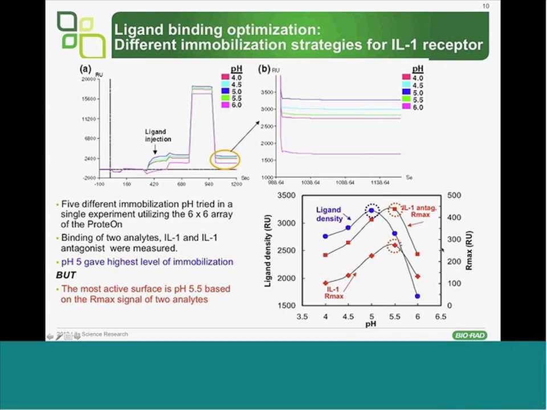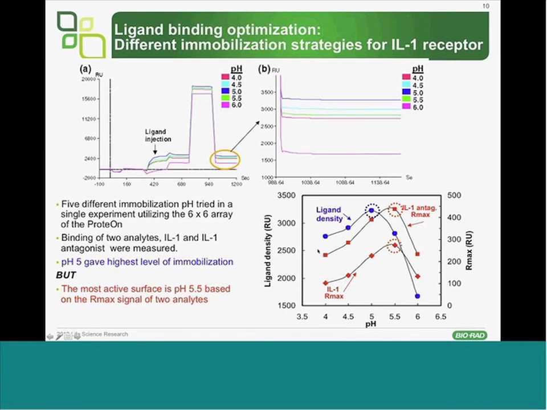Now what we really are interested in is the Rmax. So we want to get an optimized Rmax relative to the ligand density. It's not that we want the optimal ligand density, but we really want to optimize the Rmax relative to the ligand density, because this will tell us about the efficiency of getting active molecules of Analyte on the surface.